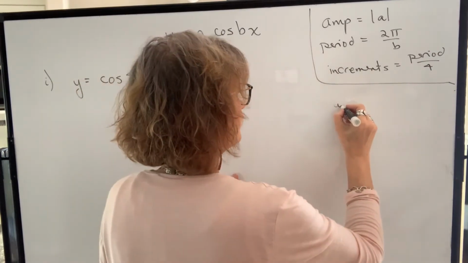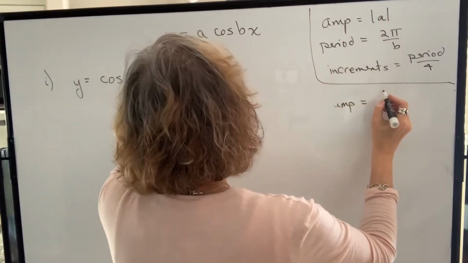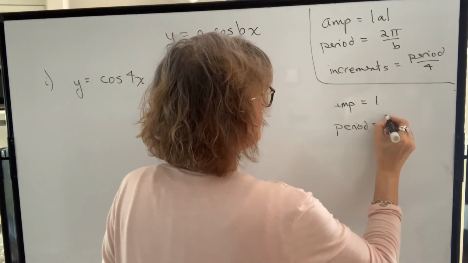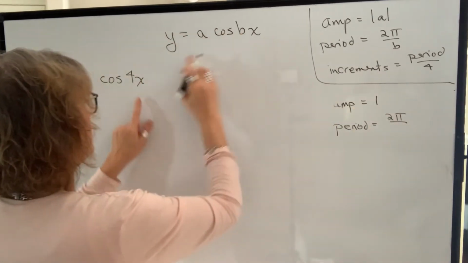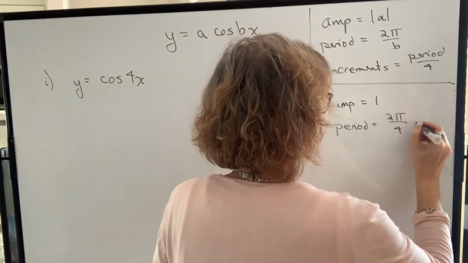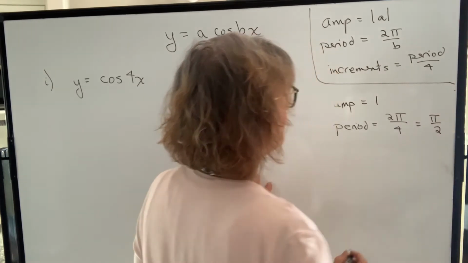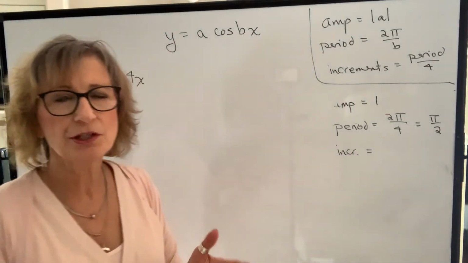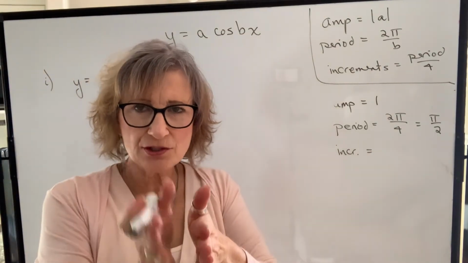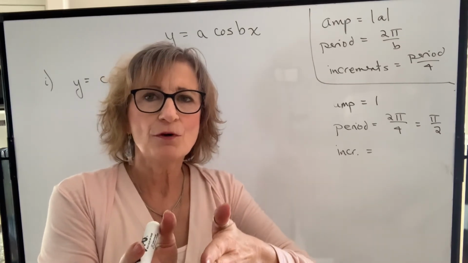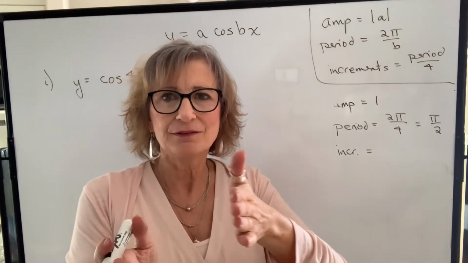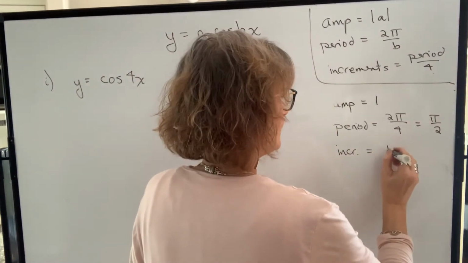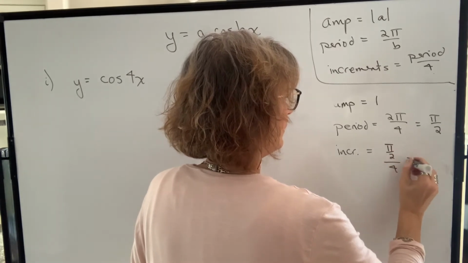So my amplitude is equal to the absolute value of a, which is 1. The period is 2 pi divided by b, and in this example, b is 4, so the period will be pi over 2. And then I also like to know the increments for the particular graph, because that tells me, once I know my starting point, how far my key points are from the starting point, and then each point as I go. So the increments will be the period divided by 4, so pi over 2 divided by 4 will equal pi over 8.